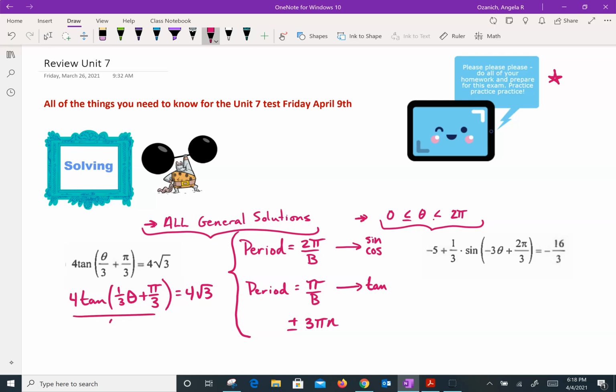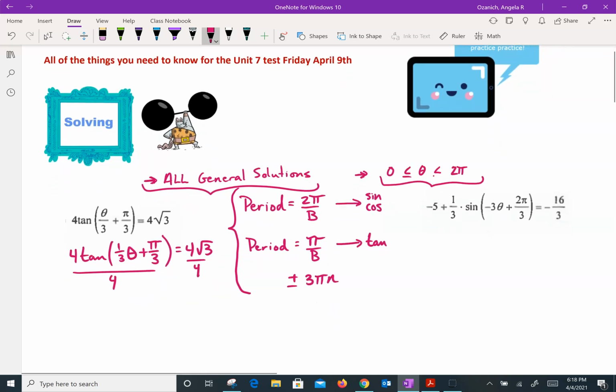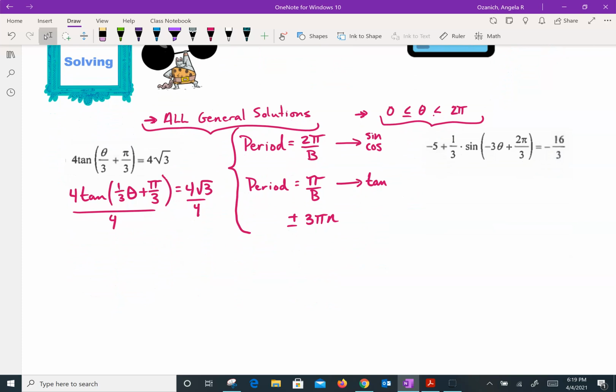Okay, let's get going on this one. We're going to divide both sides by 4. As we move up here, so we have a little more space to work, we're going to get the tangent of 1/3 theta plus pi over 3 is equal to √3/1. So we're looking for the inverse tangent.